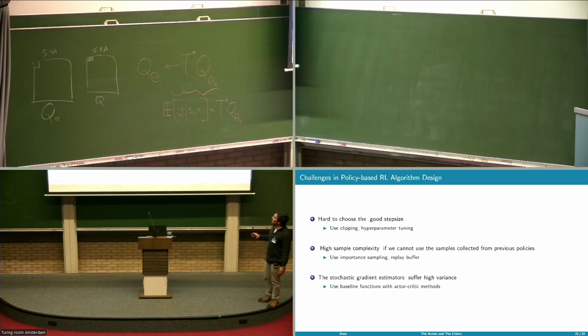And the final thing is that the stochastic gradient estimators suffer from high variance. Again, people use baseline functions. You can read chapter 10 of Sutton's book, and then also you can go for actor critic methods, where we don't know how it really works theoretically, but we know it works.